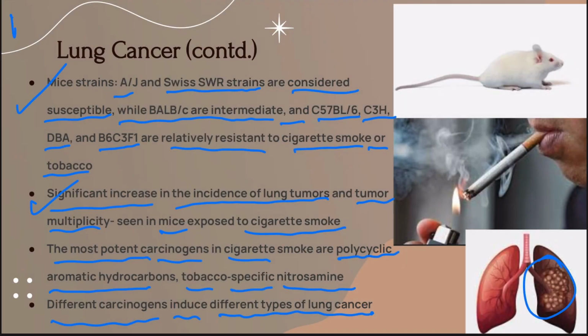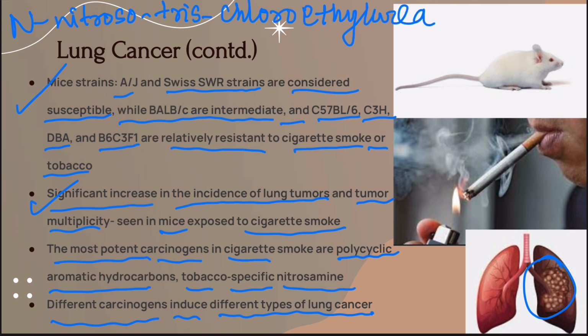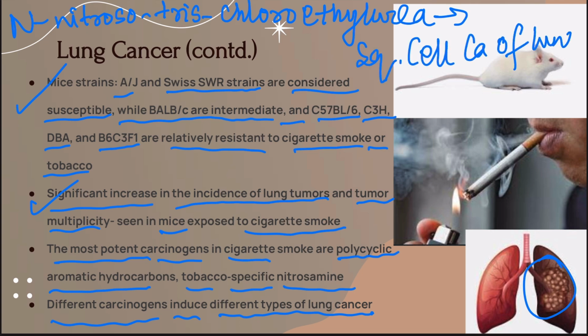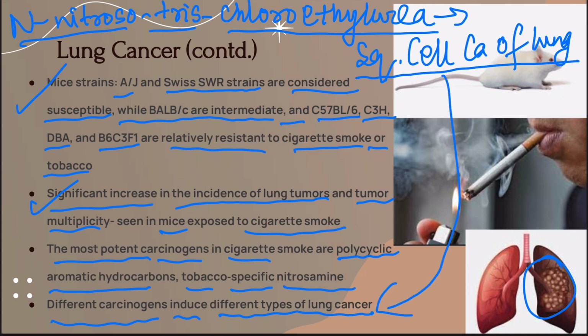Similarly, we have N-nitroso tris chloroethyl urea that promotes the development of squamous cell carcinoma of lungs. So we have N-nitroso tris chloroethyl urea, which promotes the development of squamous cell carcinoma of the lung, and then we have NNK, that is nicotine derived nitrosamine ketone, which leads to the development of adenocarcinoma of the lung. So this is basically the explanation of this statement.